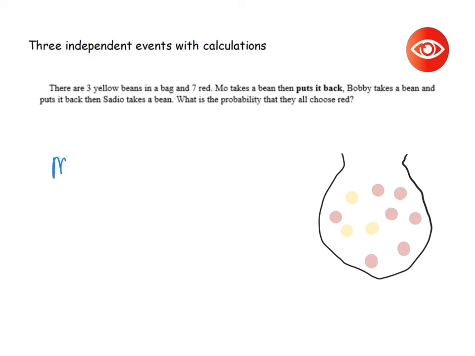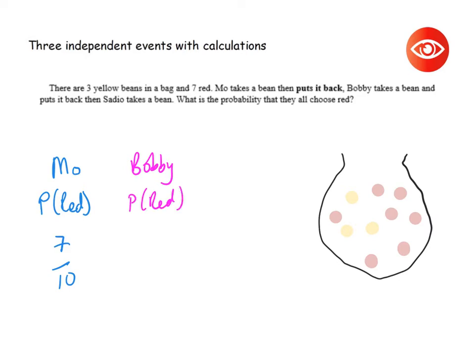So we've got Mo, and the probability of Mo picking a red from the bag is going to be 7 out of the 10 from the bag. And then we have Bobby, and again he wants to pick a red from the bag, and the bag has stayed the same, so it's 7 out of 10 again. And then we have Sado, and again the probability of red stays the same because the bag stays the same.